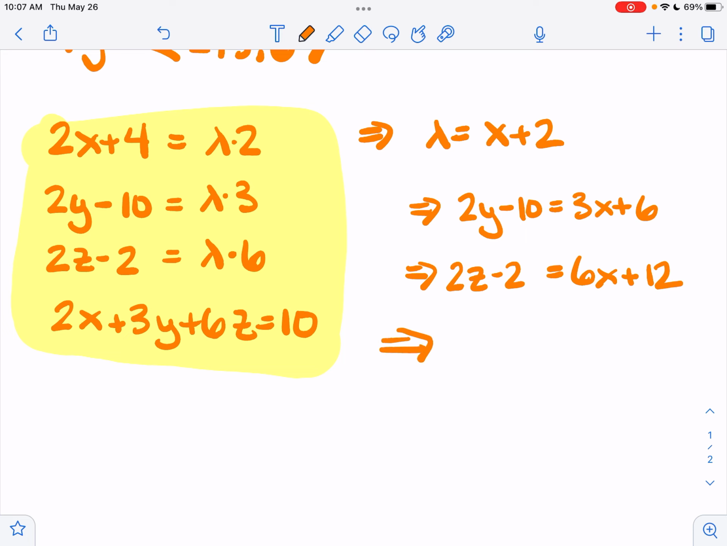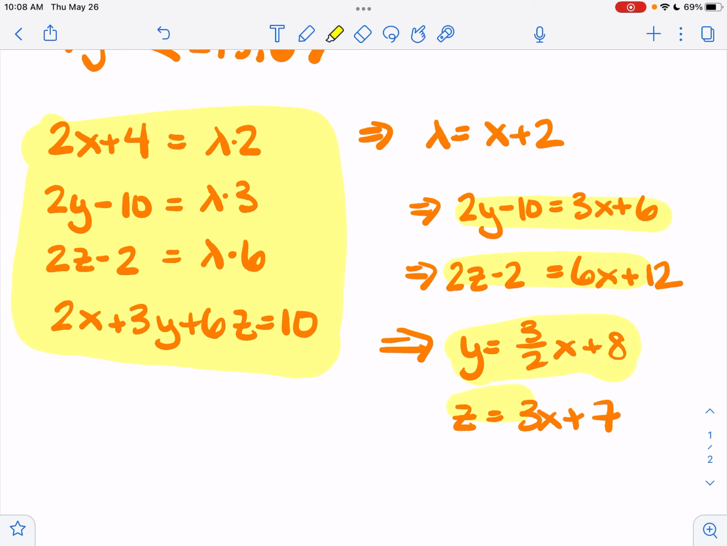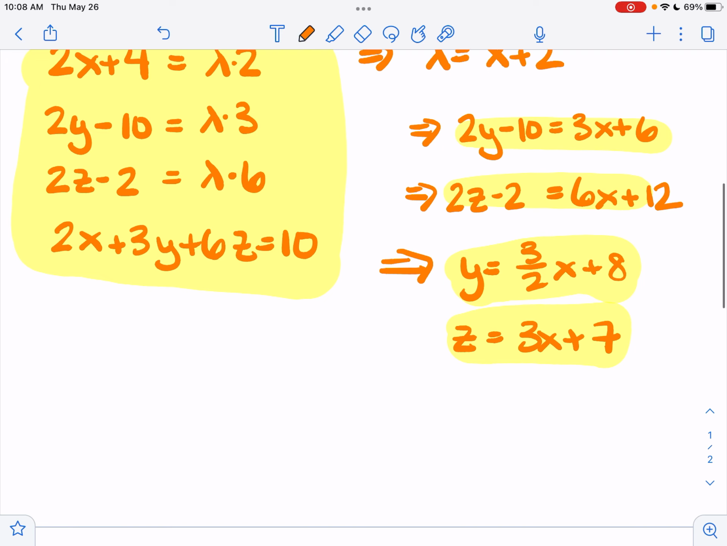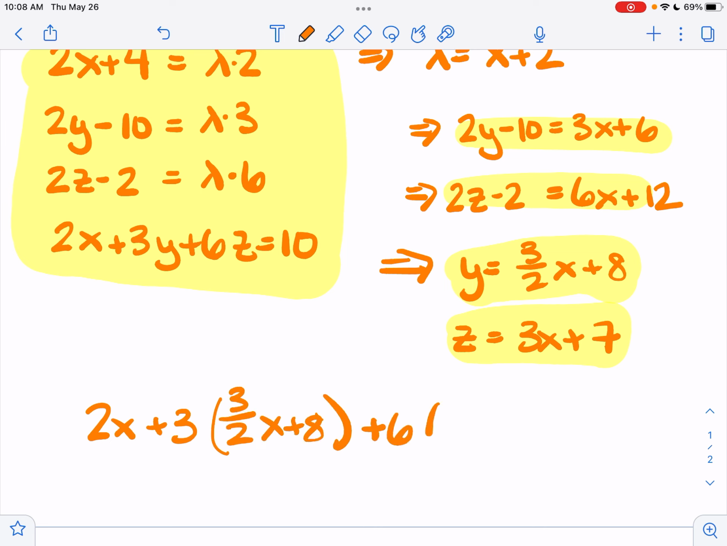And these two equations here, if I solve for y and for z, I get y equals 3 halves x plus 8, and z equals 3x plus 7. So that's y in terms of x and z in terms of x. If I have both y and z in terms of x, I can plug those values into the constraint curve, into the fourth equation here, and I get 2x plus 3 times y, where y is 3 halves x plus 8, plus 6 times z, where z is 3x plus 7, equals 10.